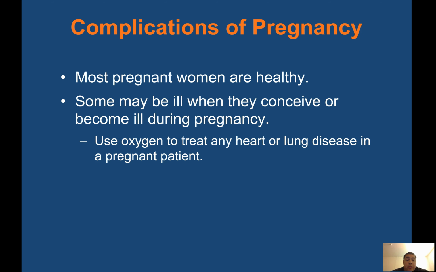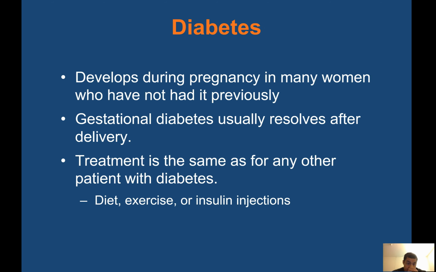Complications of pregnancy. Most pregnant women are healthy. Some may be ill when they conceive or become ill during pregnancy. Use oxygen to treat any heart or lung disease in a pregnant patient. So diabetes develops during pregnancy in many women who have not had it previously. Gestational diabetes usually resolves after delivery. Treatment is the same as for any other patient with diabetes: diet, exercise, or insulin injections. So always take a blood sugar from a pregnant patient. Ask them if they have been tested for gestational diabetes.